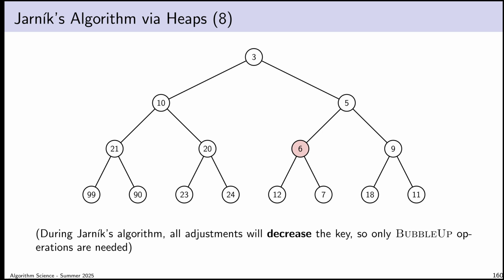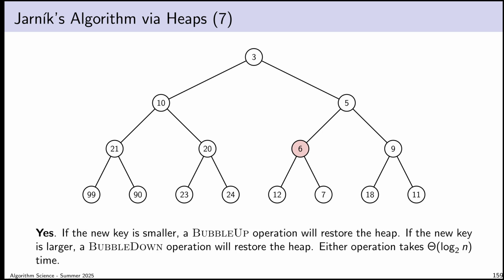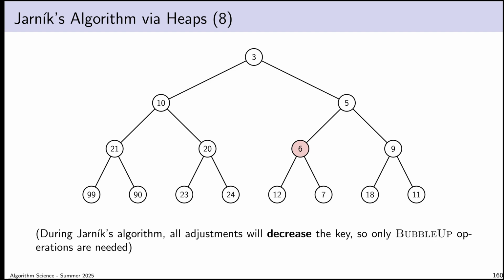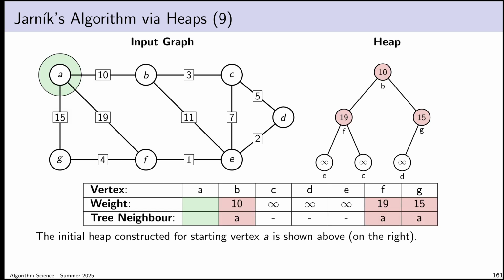And it's also worth observing that we don't actually need this level of generality, because during Jarník's algorithm, the only time I ever adjust a key is to make it smaller. I don't adjust keys when they get bigger. And so the only operation I need is actually a bubble up operation. But either way, it's log n.